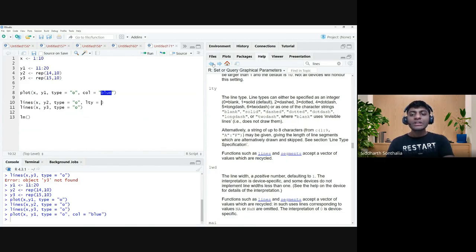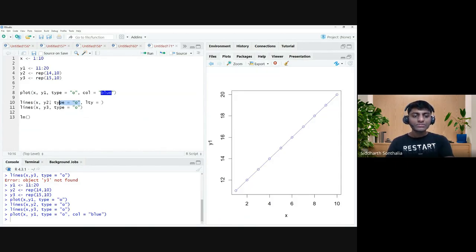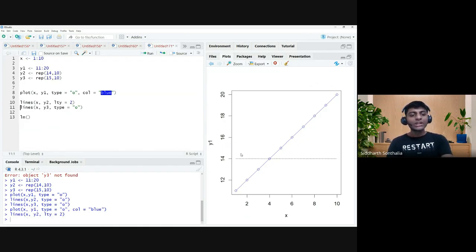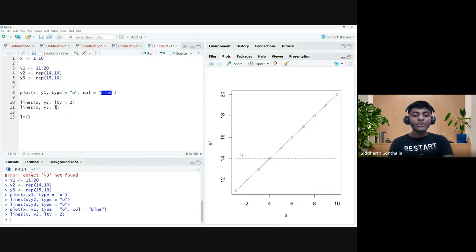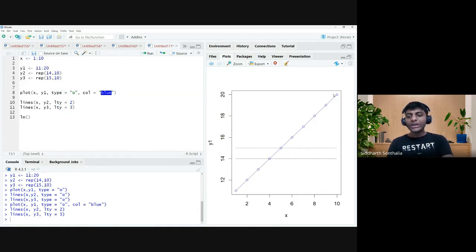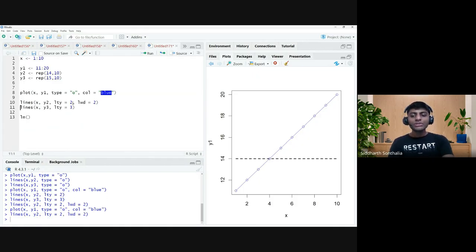For example, if I remove this type argument and use this LTY argument, till now you are seeing a solid line. LTY 2 will help me draw a dashed line. LTY 3 will help me draw a dotted line. You can see there is a slight difference. And if you think the line is too narrow, you can use LWD to increase the width. LWD is nothing but line width.